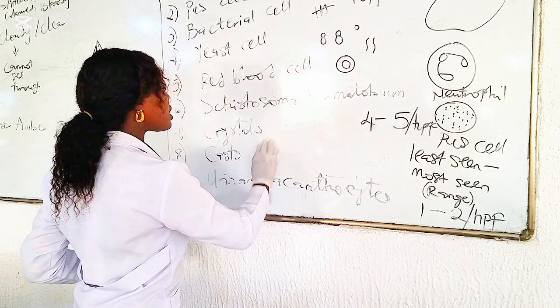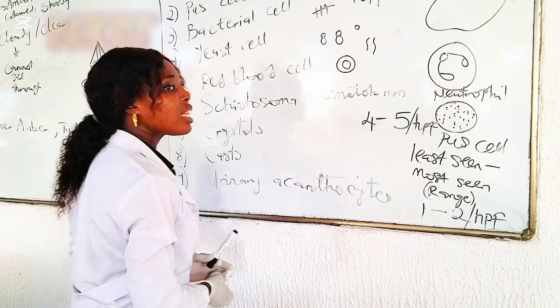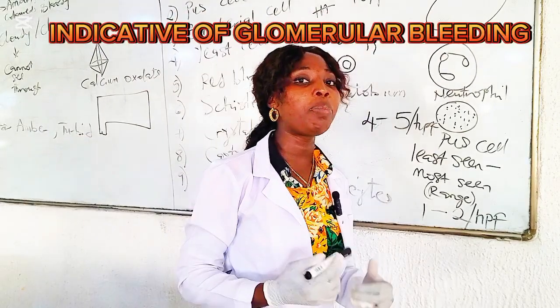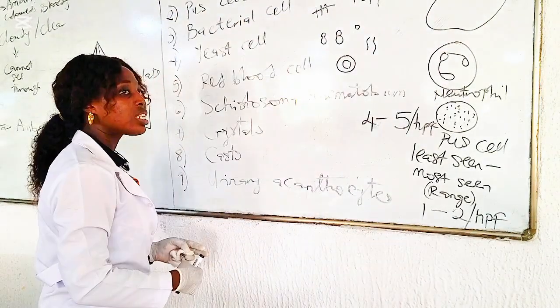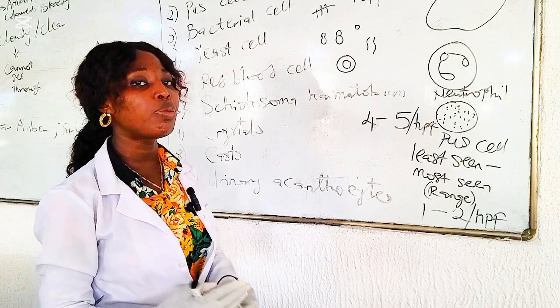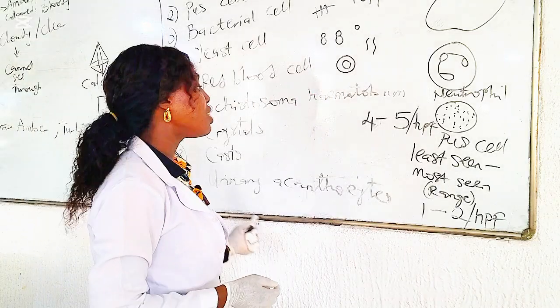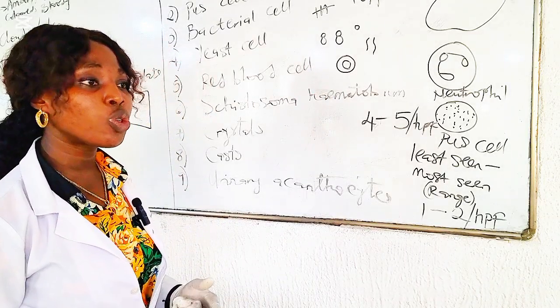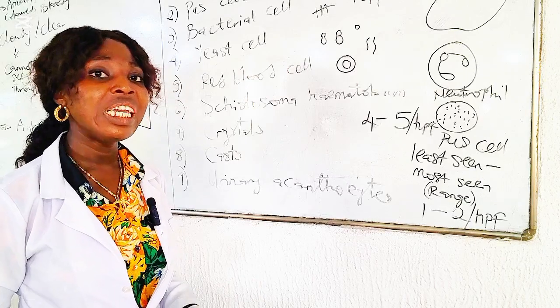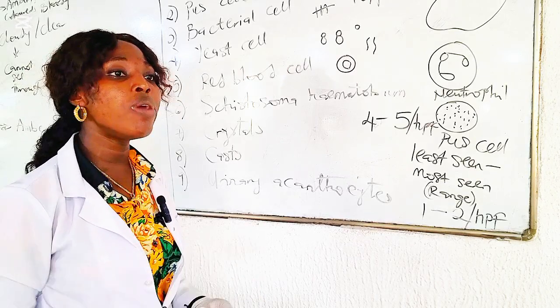The next is urinary acanthocytes. Urinary acanthocytes are indicative of glomerular bleeding. When you hear acanthocyte, your mind goes to red blood cell. So when you see urinary acanthocytes under the microscope when viewing a urine sample, it's indicative of glomerular bleeding.